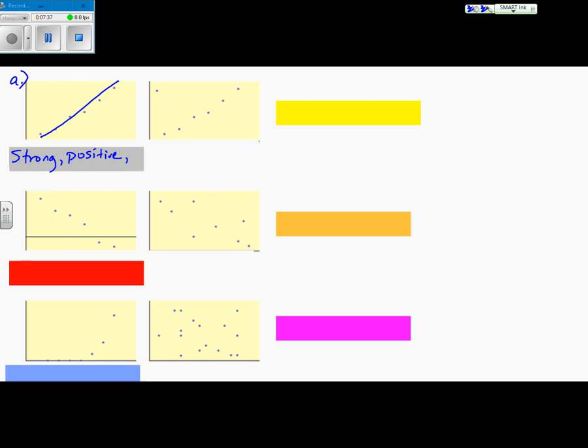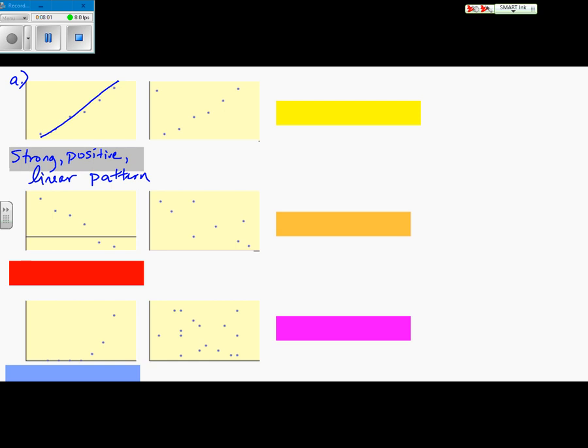Next, I want you to tell me whether it's going to be linear or not linear. Linear means that all these points line up in a straight line. And sure enough, these do line up in a straight line. And so I want to see those 3 words when you're describing a pattern on a scatter plot.